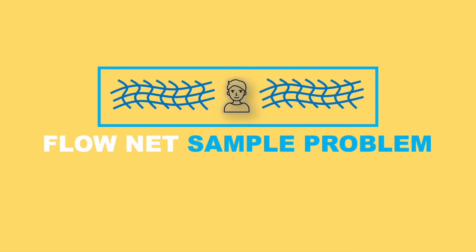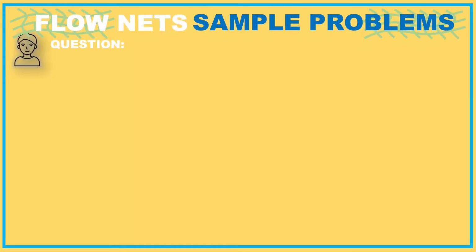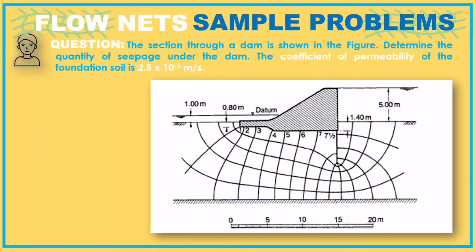Okay, let's practice to further know if we really understand the basics of flow net. So we have a question. The section through a dam is shown in the figure. Determine the quantity of seepage under the dam. The coefficient of permeability of the foundation soil is 2.5 times 10 raised to negative 5 meters per second.